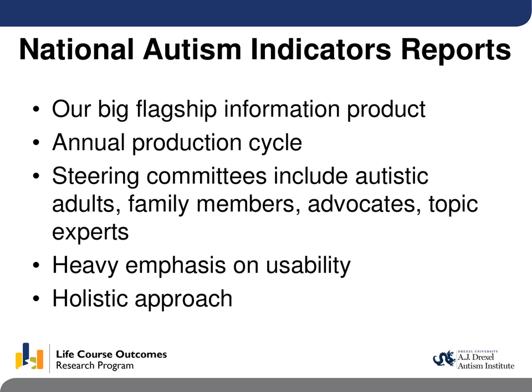Every time we begin one of these flagship indicators reports, we start by thinking about the topic that we'll be covering and the kinds of questions we want to answer. And then we form a steering committee that involves autistic adults, family members, advocates, topical experts, researchers who help advise us through the process of creating the report, asking good questions.